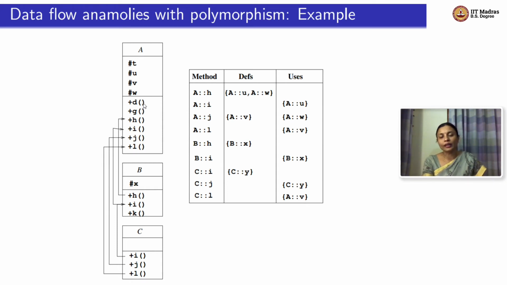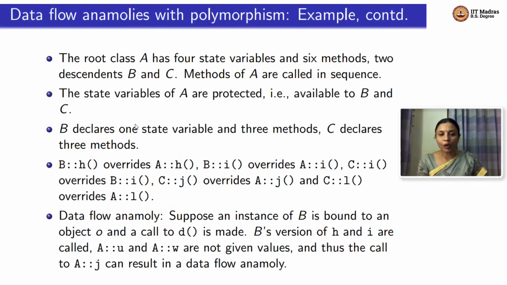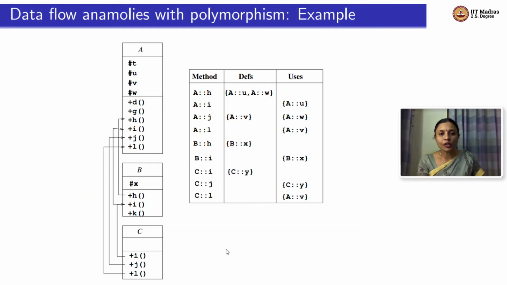So D will finish running, it will call G. We are only focusing on the calls, we are not focusing on the code that is there within D. So D will finish running, D will call G, G will finish running, G will call H. But now look at it, an instance of B is bound to object O. So when H is called, A's version of H will not run, B's version of H will run. Is this clear? And if you see, B's version of H defines a variable X as per the table on the right. Keep that in mind.